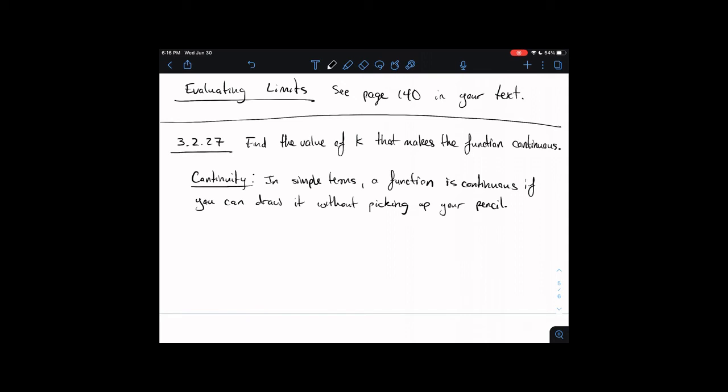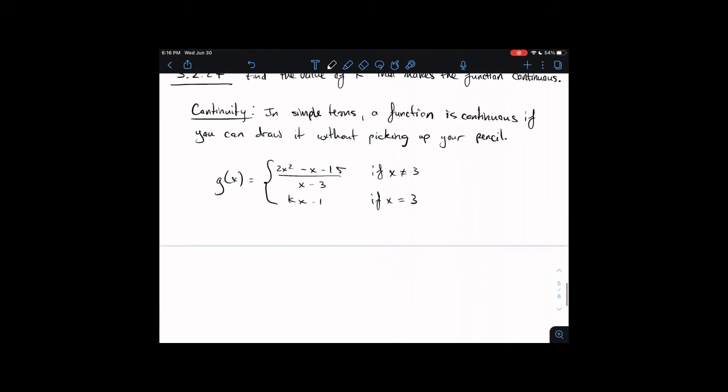So we're given this function here, for x minus 3, and then kx minus 1. So this is what's called a piecewise function. What that means is there are two or more pieces to it. It's a little bit more complicated looking than some of your other functions, but it really shouldn't be anything that's super intimidating.